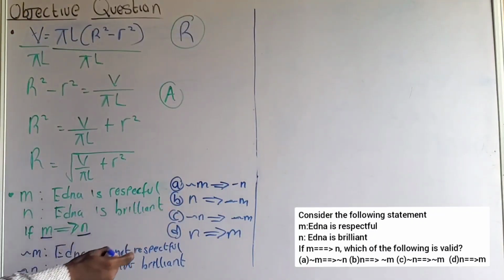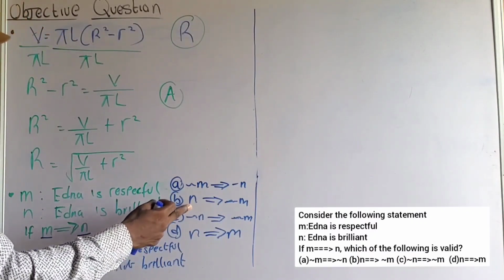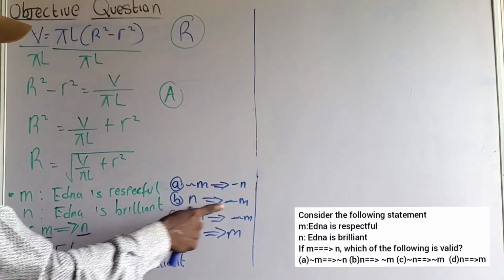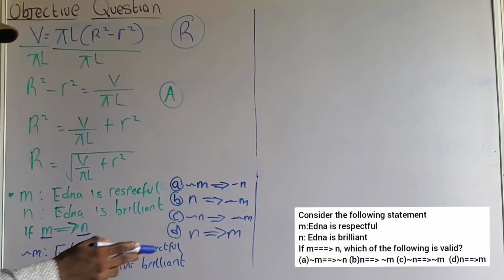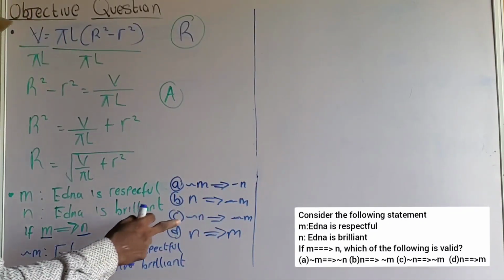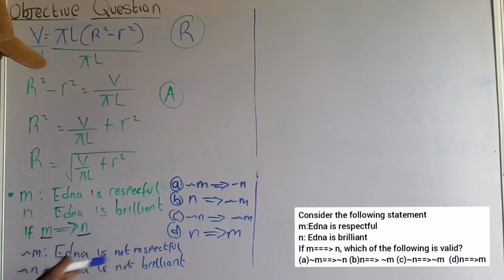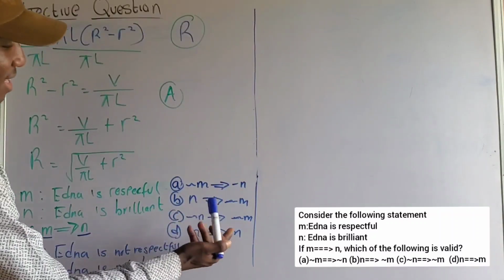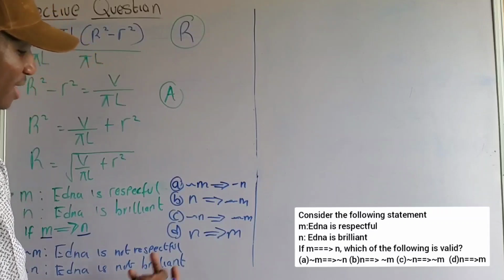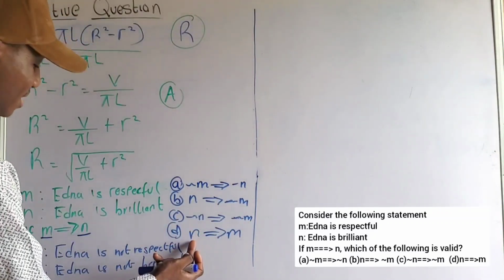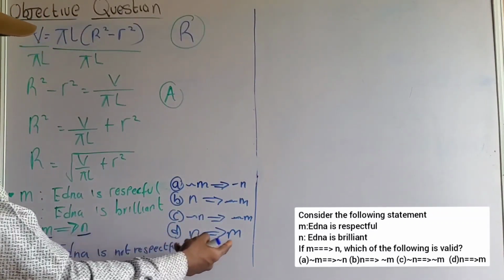For option B, we have Ednan is brilliant and Ednan is not respective, because I told you the meaning of this negation sign, right? For option C, we have negation N. Negation N is Ednan is not brilliant, and that means Ednan is not respective. And then option D, we have Ednan is brilliant, Ednan is respective.